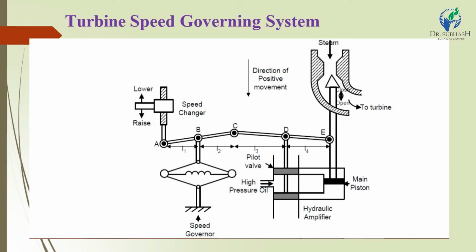The next topic is the turbine speed governing system. In this system, the figures are clearly shown in this video. The main components are speed governor, pilot valve, high pressure oil, hydraulic amplifier, main piston to turbine output or input, lower or raise speed changer, etc.